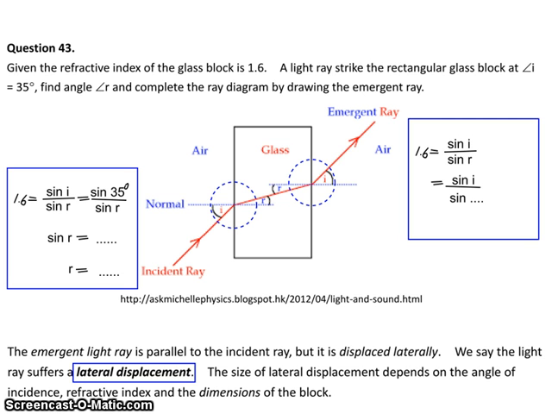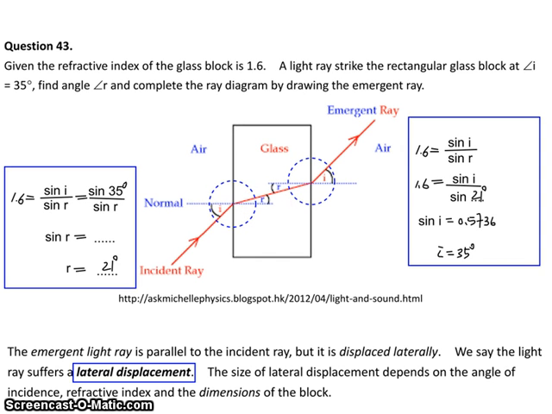Lastly, for question 43, I want you to repeat the calculation so that you will find the refracted angle r, and it will be 21 degrees. And using this 21 degrees, you may then find the second angle i here, and it is found to be 35, the same as the original i on the left hand side. So in the diagram, the incident ray and the emergent ray are parallel, but there is only a lateral displacement.